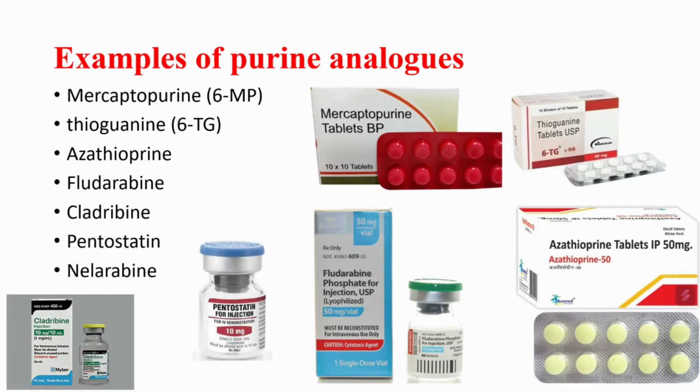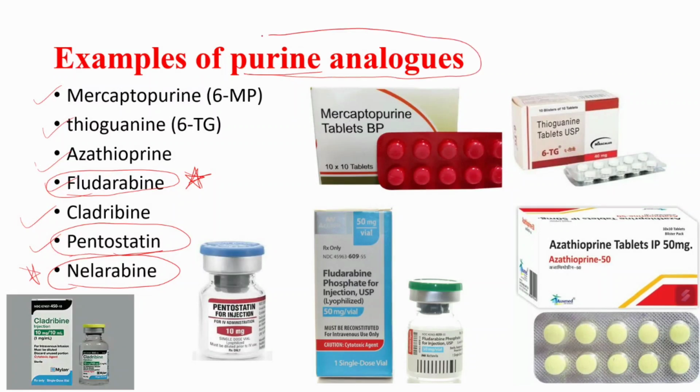Examples of purine analogs or purine antagonists are mercaptopurine, thioguanine, azathioprine, fludarabine, which is a very important drug and the example in our case, cladribine, pentostatin, which is not a statin but pentostatin, and nelarabine. All these are examples of purine analogs. Okay, why are they called purine analogs? Do you know why these drugs are called purine analogs or purine antagonists?